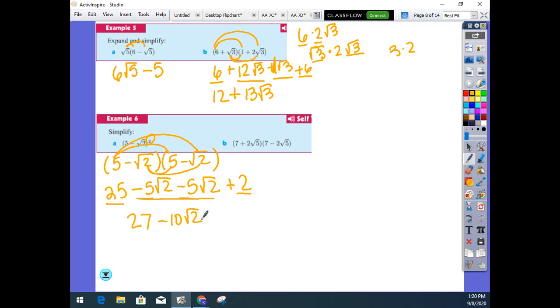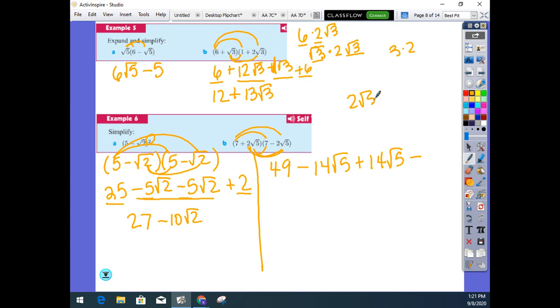All right, last example for this section. Distribute the 7 first. 7 times 7, 49. 7 times negative 2 radical 5 is negative 14 radical 5. Now distribute the 2 radical 5, which is a positive 14 radical 5. A positive times a negative is a negative.